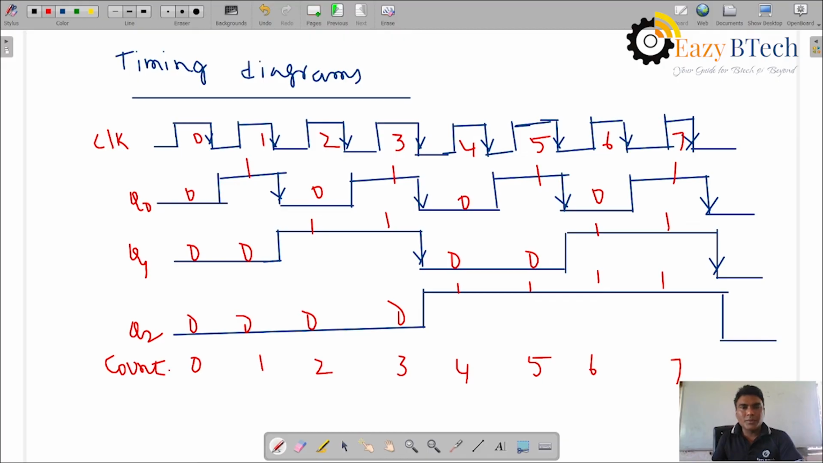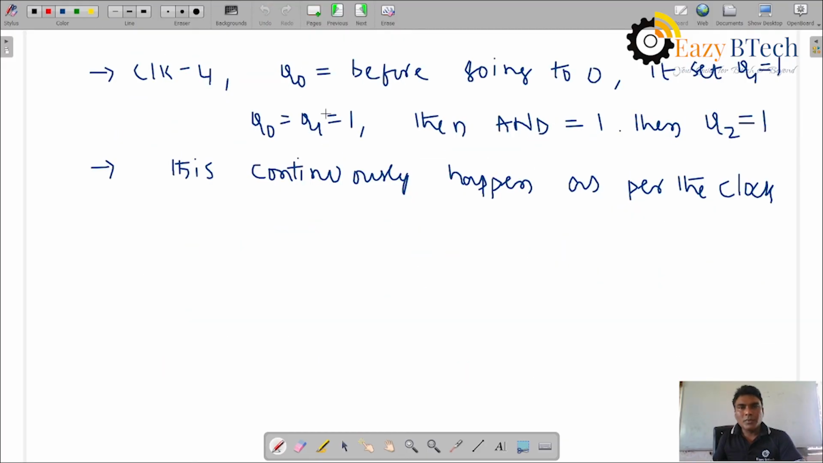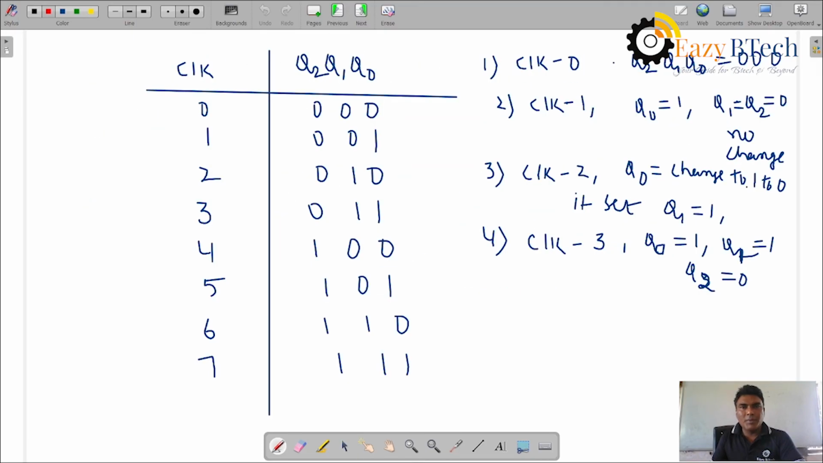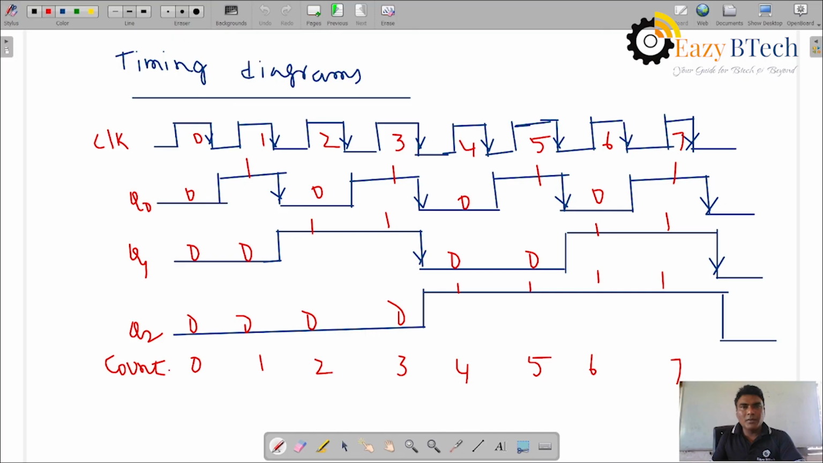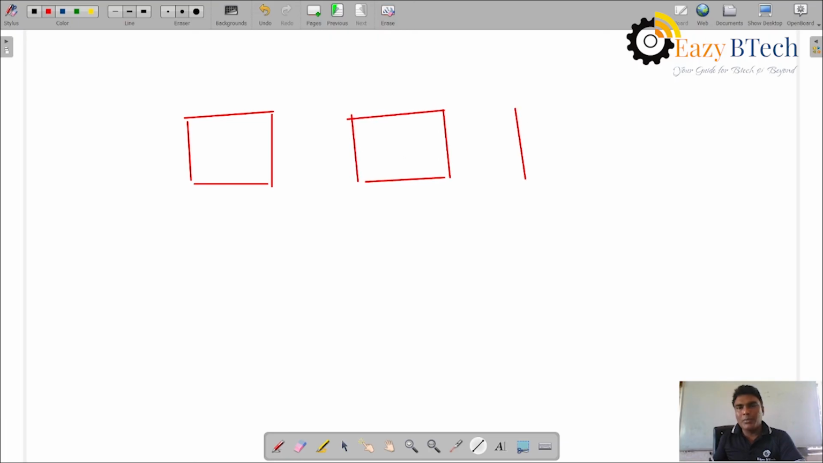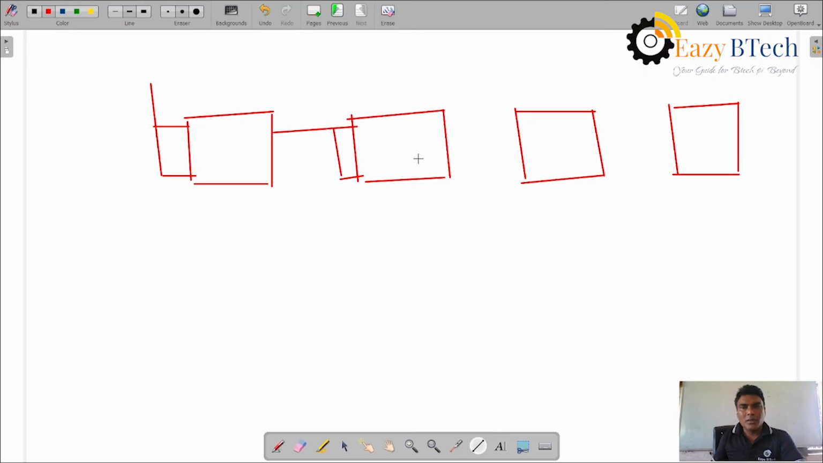So timing diagrams, truth table, and circuit diagram are the important ones. If 4-bit is given, what happens? Only the circuit level will be changed. In the timing diagram and truth table, one more flip flop is added. Let me draw this diagram here. Truth table and timing diagram you can practice.